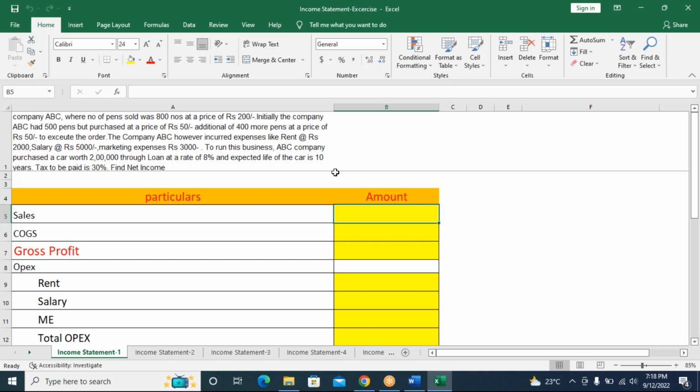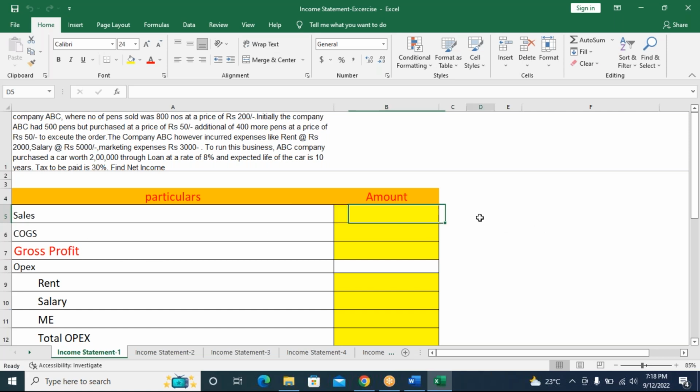ABC company purchased a car worth rupees 2 lakh through a loan at a rate of 8%, and the expected life of the car is 10 years. Tax to be paid is 30%. Find the net income. So generally they have given details related to one company, and we have to create the income statement for this. You people will guide me how it has to be done. If you have any doubt, I will do it.